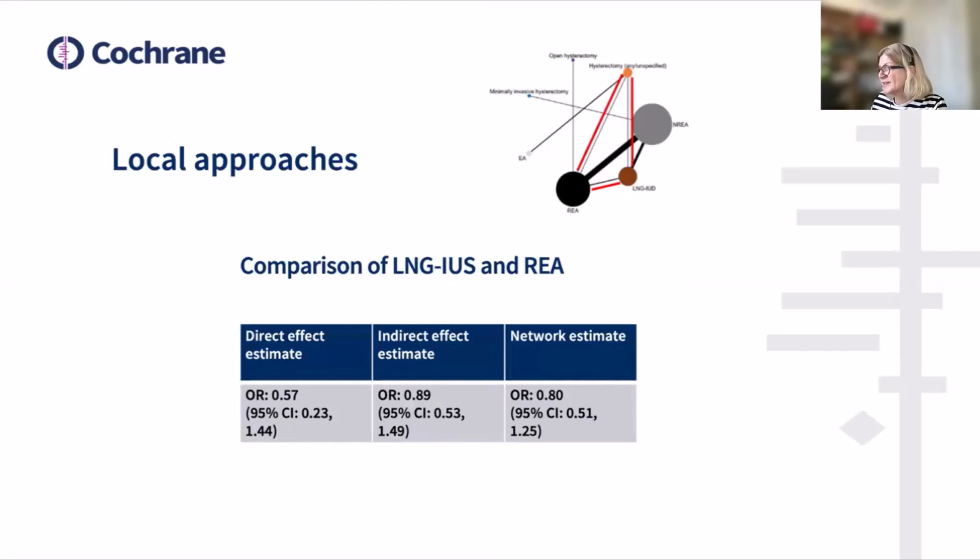These estimates are on a log scale, so if we convert them to a normal scale, we get the following estimates for the direct and indirect effects. As you can see, the network estimate is more precise, as it has been calculated using information from both the direct and indirect estimates. LNG-IUS is less likely to lead to satisfaction with treatment. Please note that the effect estimate is different in the summary of findings table as it compares REA to LNG-IUS rather than the other way round.